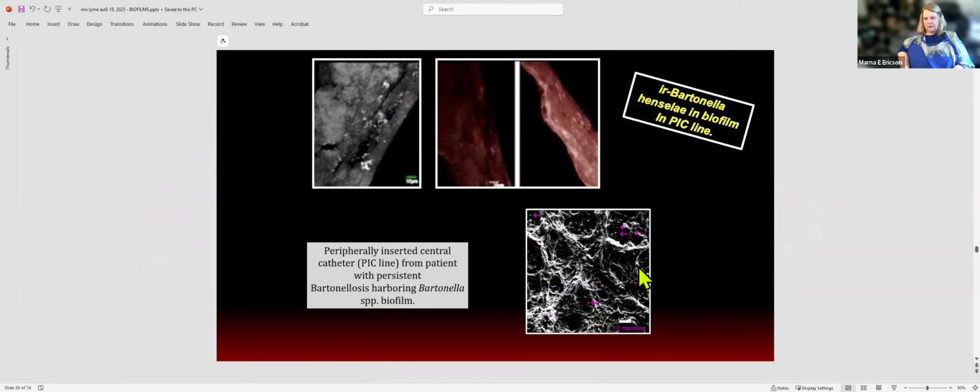And this is a different picture, and these little white balls here, I need to color them. They are Bartonella. It's the same picture, but this is a section, and this is a scanning EM.